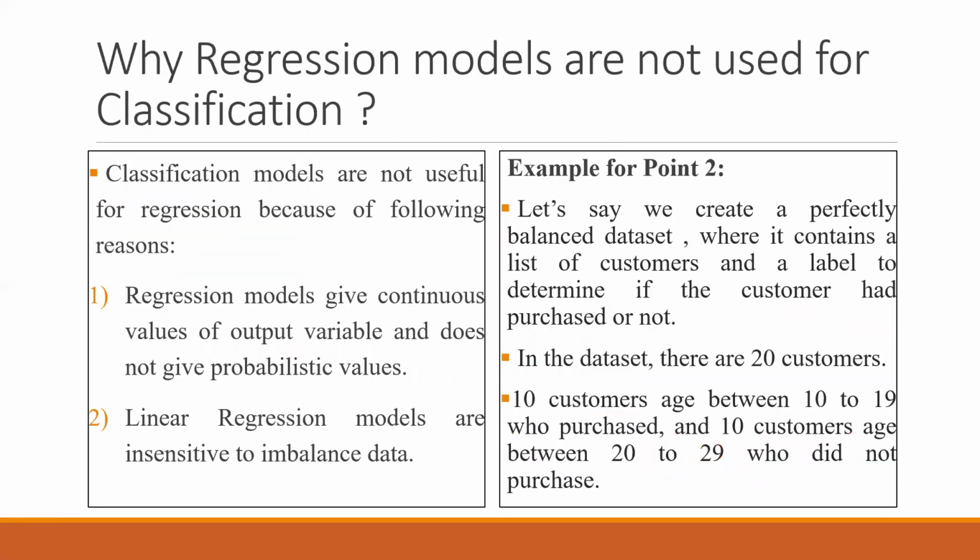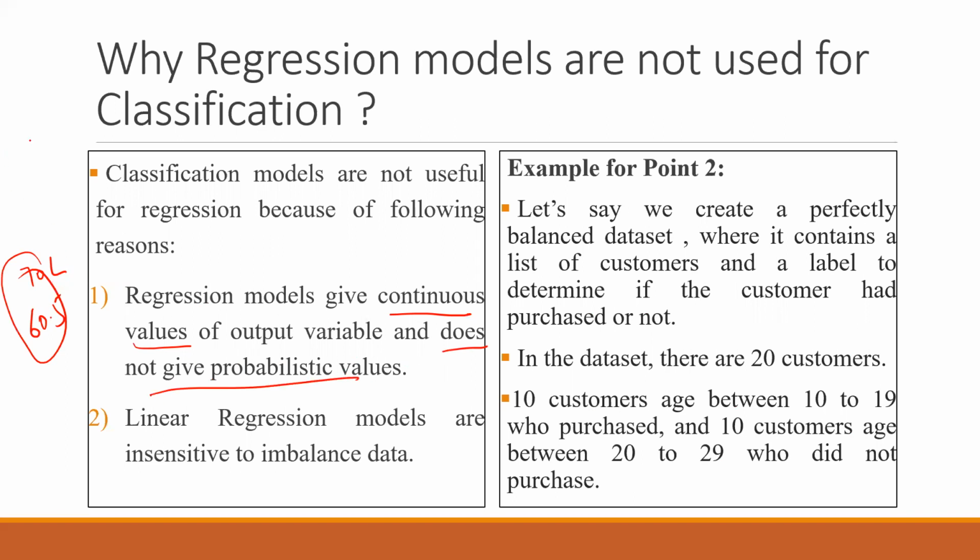Now, why are regression models not used for classification? I have one question regarding logistic regression, but first, why are regression models not used for classification? Regression models are not useful for classification because of the following 2 points. Regression models give continuous values. We all know that a regression model always gives a floating number. When we were doing house price prediction, it was giving us maybe 70 lakh or 60.5, those kinds of floating numbers, continuous values. And that does not give any probabilistic value.